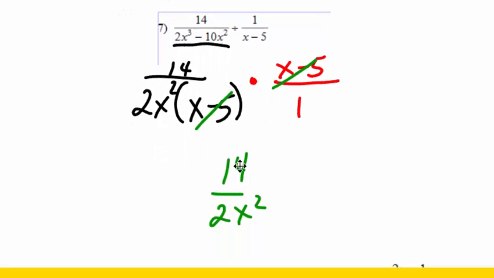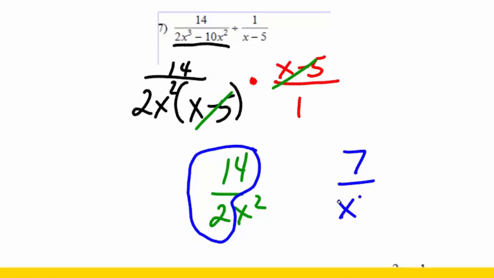The last step here, you can simplify. I have a 14 in the top and a 2 in the bottom, so 14 over 2 just leaves me with a 7, and then x squared in the bottom. That's the answer that we should have gotten for 7.